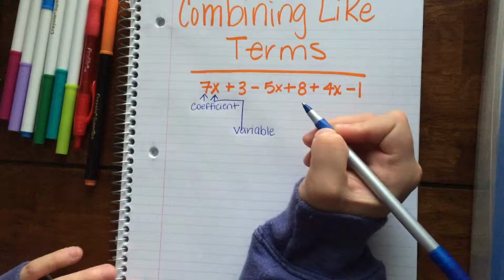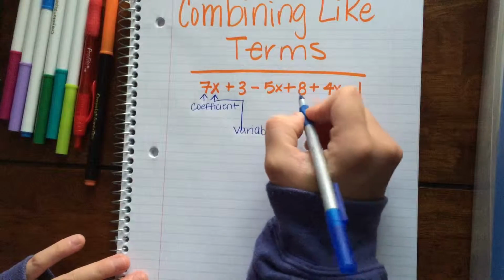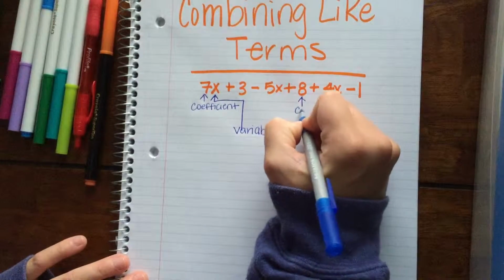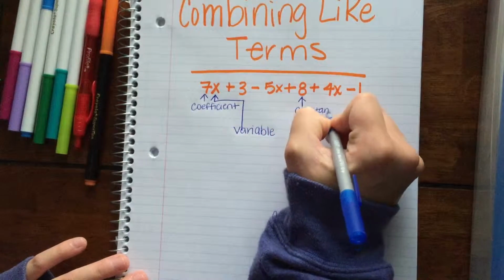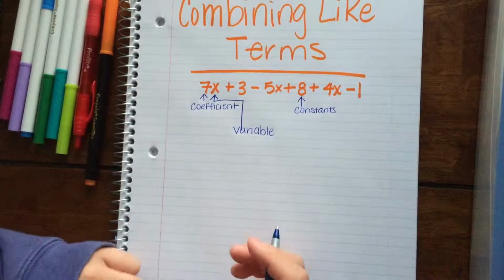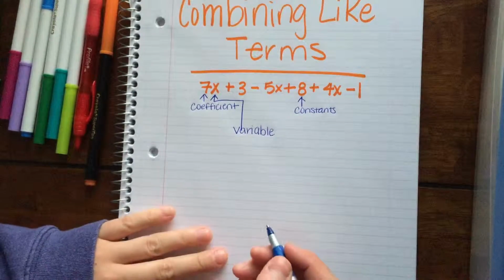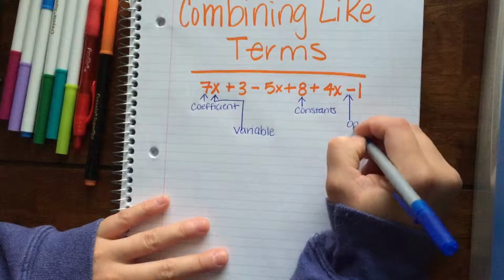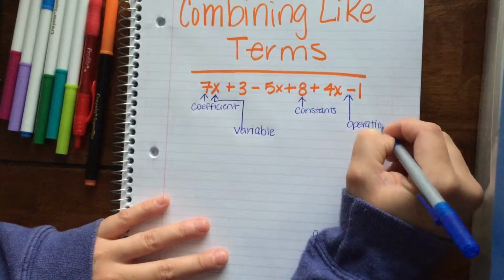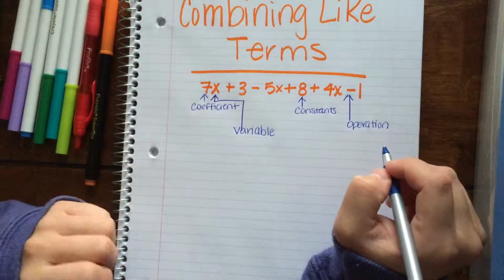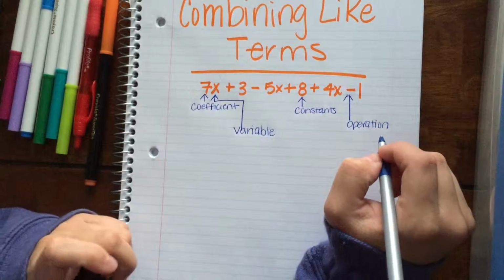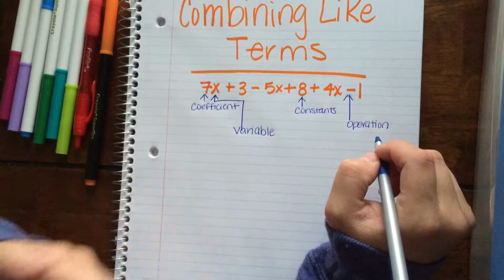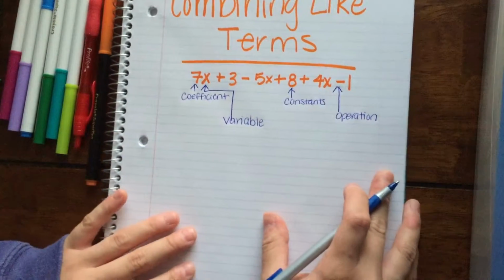And then we also have our constants. Those are just our numbers without a variable. And can I also say that we have an operation. An operation can be multiplication, subtraction, division, addition, taking the square or square root of something. So those are operations.